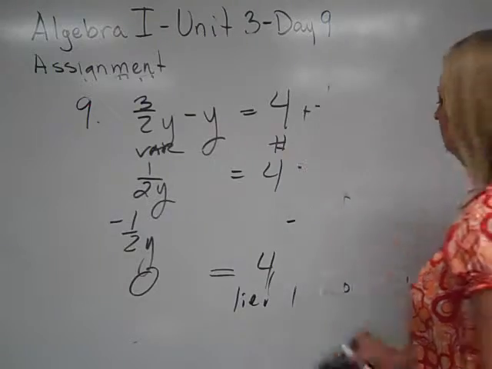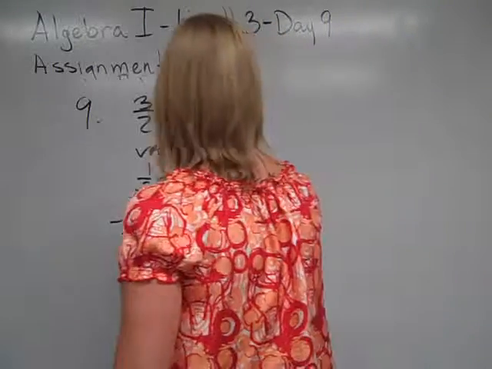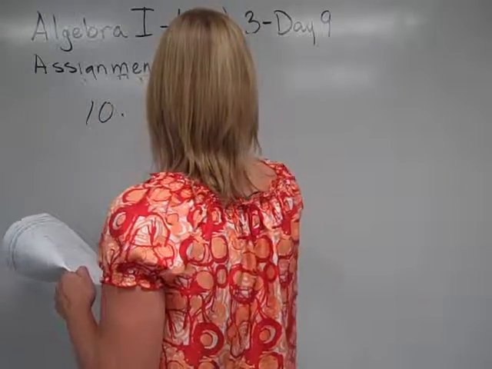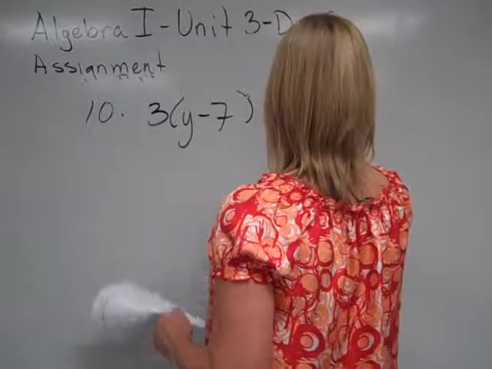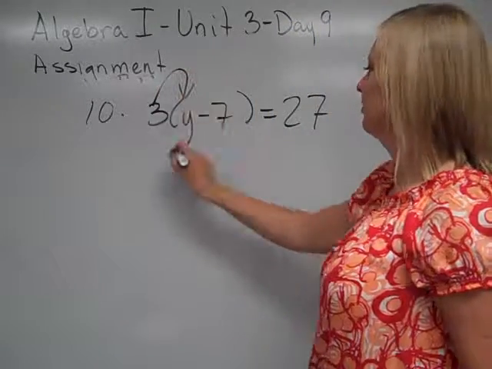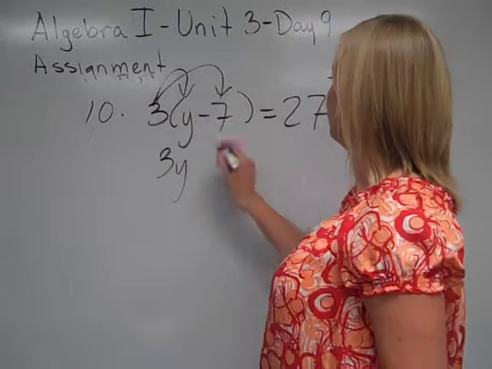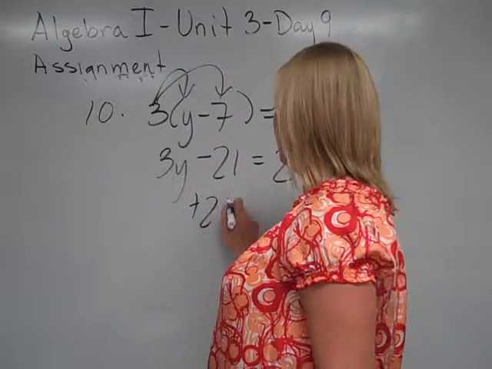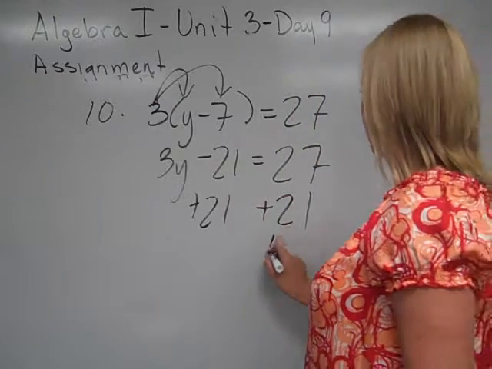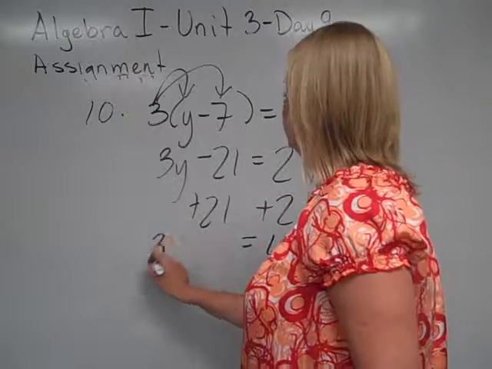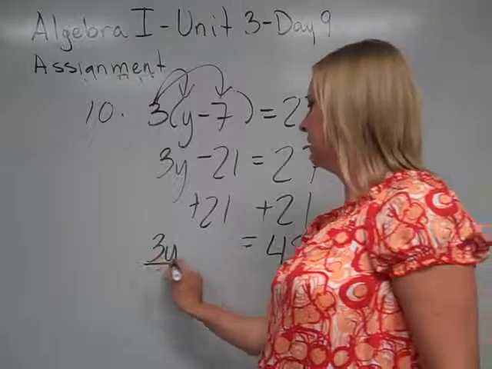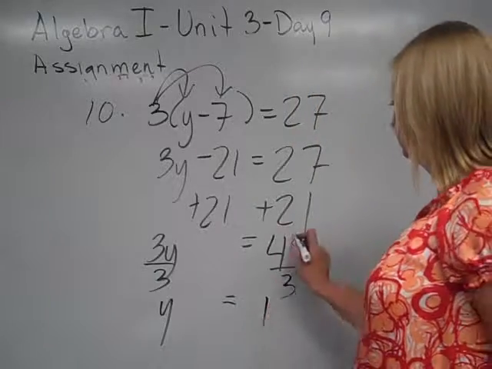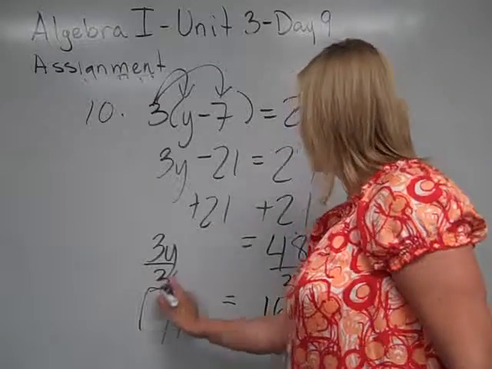Number 10. Distribute. 3 times y is 3y. 3 times negative 7 is minus 21. Let's add 21 to both sides to get all the numbers on one side. Now I want one group of y's, so I'm going to divide both sides by 3. So then y equals 16.